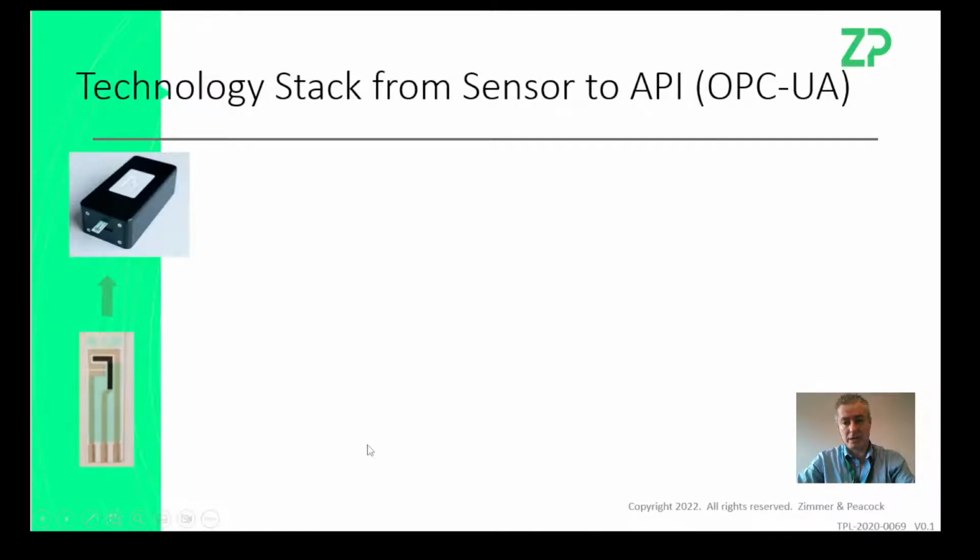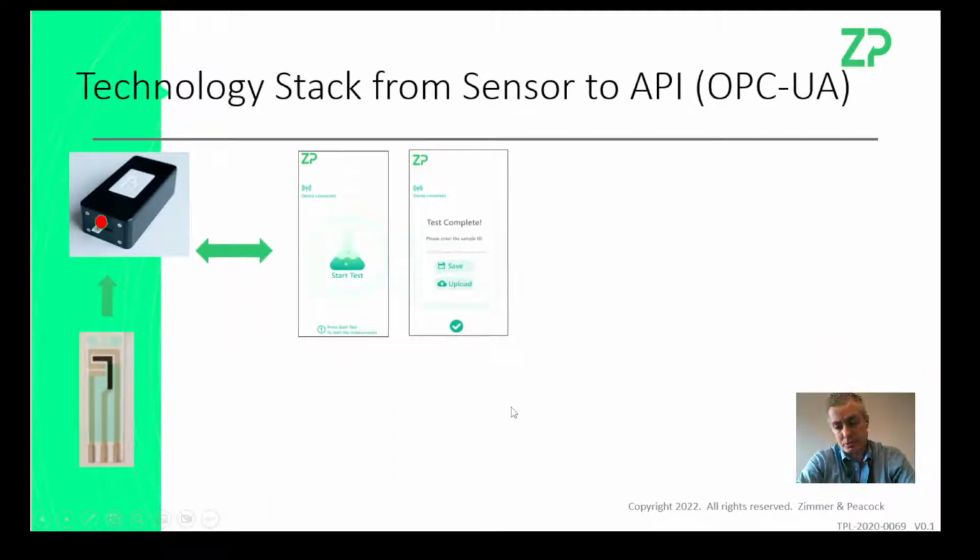What's really key to our whole kind of, we call it sensor to API, or you can also think of it as sensor to OPC UA, is that we actually can then make apps. We tend to work on Android because I think it's just lower cost, to be honest with you, for the end users. So we're able to make electronics connect to a smart device.